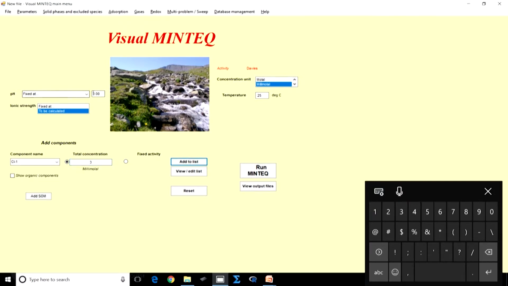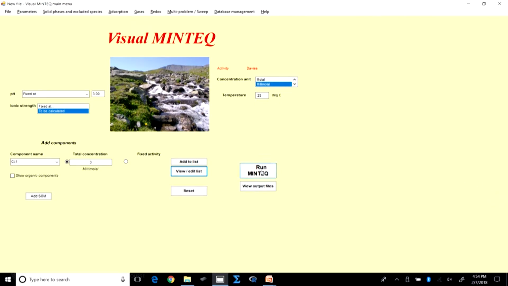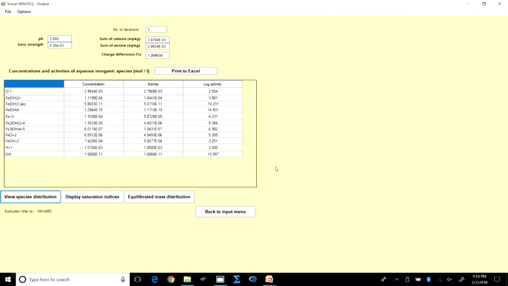The pH is at 3. Let me check my components, Fe3+ and Cl-, okay, and I am going to run Mintek, and let us look at the output now. Okay, at pH 3, I have free metal concentration here, Fe3+, 1 into 10 power minus 4. Earlier we had 1 millimolar, and now keep in mind that is almost a tenth of it even at low pH, 10 power minus 4.